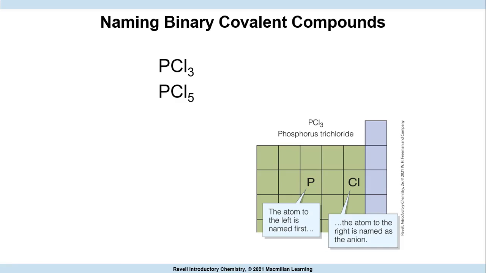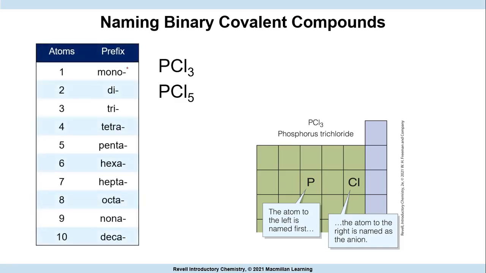Now let me show you a table that shows you if you have 1, 2, 3, 4, 5, 6, 7, 8, 9, 10, how do you name it? So when you have one atom, it is mono. When you have 2, it is di. For example, if you have CO, that is carbon monoxide. Okay, so when you have 1 is mono, when you have 2 is di, when you have 3 is tri, when you have 4 tetra, when you have 5 is penta, when you have 6 is hexa, when you have 7 is hepta, when you have 8 is octa, 9 nona, 10 deca. Now we have named the first compound here, phosphorus trichloride. Let's look at the second compound.